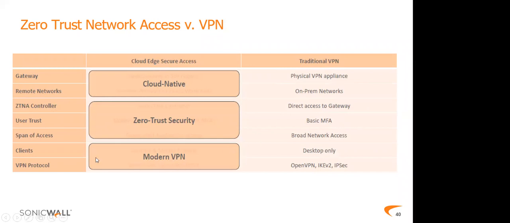For the client and VPN protocol, Cloud Edge uses a modern VPN protocol, while the traditional VPN only has a desktop client. That means you can only use your desktop; you cannot use your mobile phone or other devices. They only have OpenVPN, IKEv2, and IPsec VPN protocols. This is the difference between Cloud Edge and the traditional VPN.